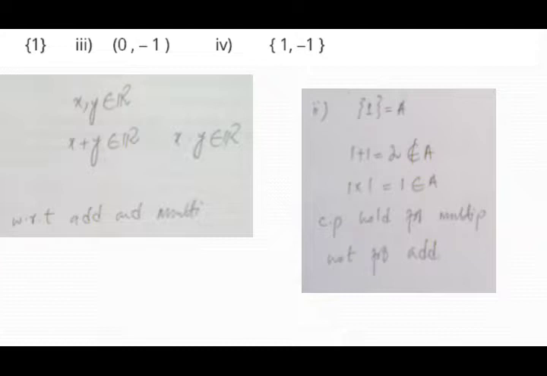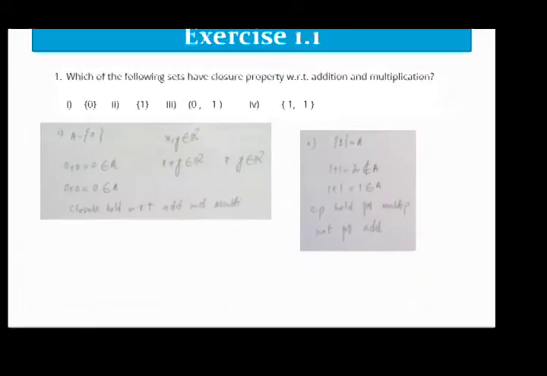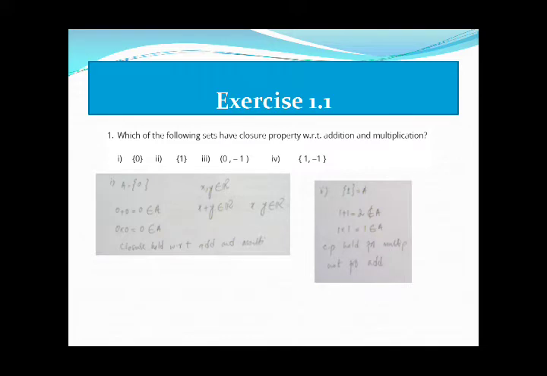In the next part, we have one element, 1. We repeat these elements. 1 plus 1 is equal to 2, which does not belong to A. 1 multiplied by 1 is equal to 1, which belongs to A. It means the closure property holds with respect to multiplication, not with respect to addition. Parts 3 and 4 are the same as the example.